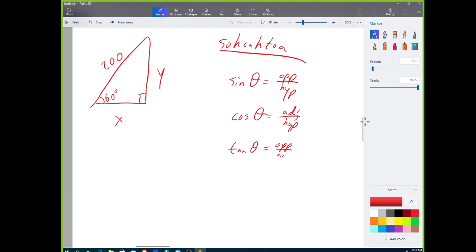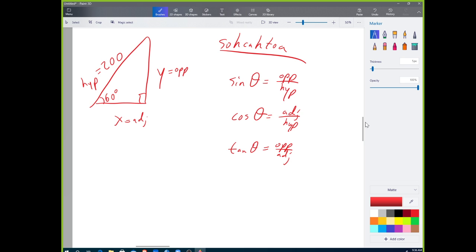There we go. All right, so what is my opposite, what is my hypotenuse, and what is my adjacent in this scenario? Your opposite is y, and your adjacent is x. Your hypotenuse is 200. All right, it was just that last one I couldn't quite catch.